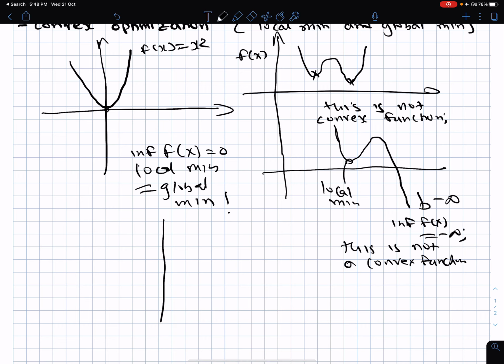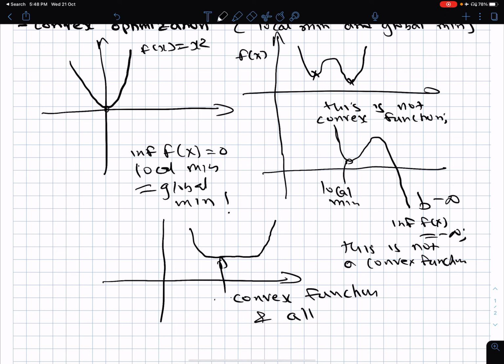Okay, and multiple minima are allowed. It's not at different cost; you can have multiple minima at the same cost. So this is like a flattened curve version of x square. This is a convex function, and all minima are at the same cost in this particular case.